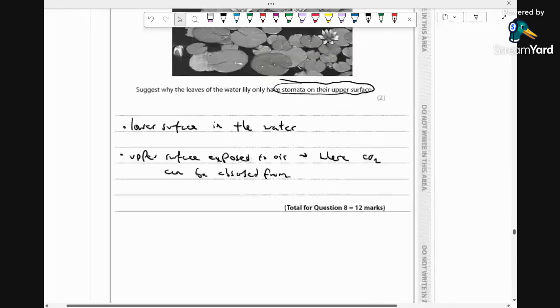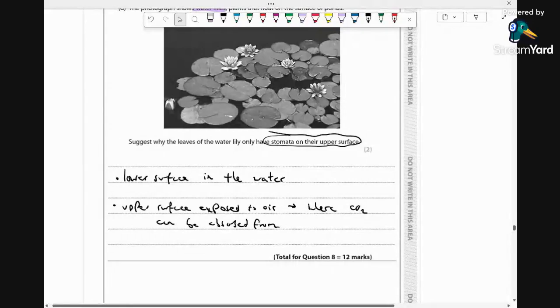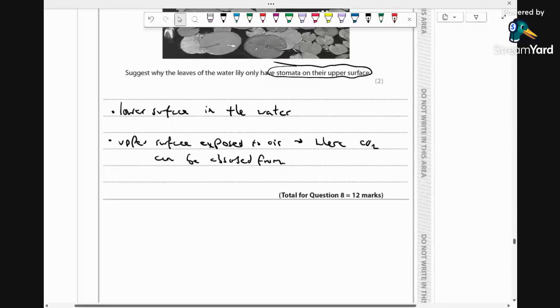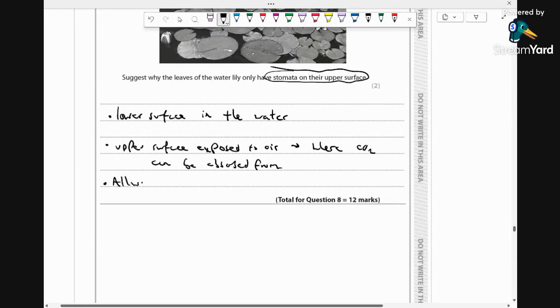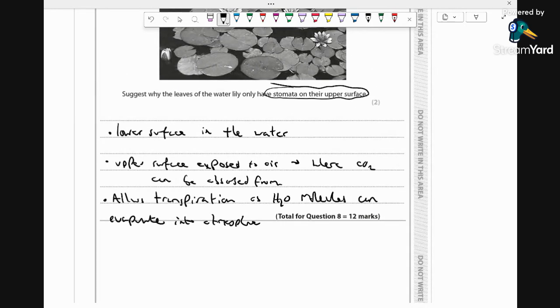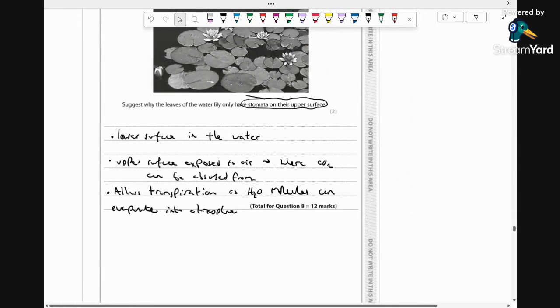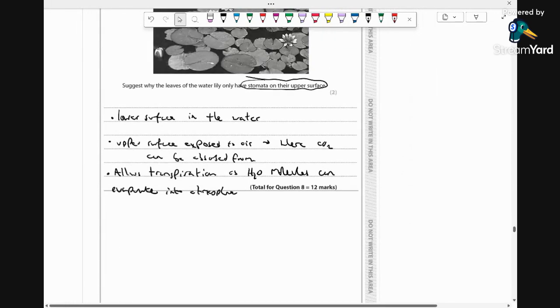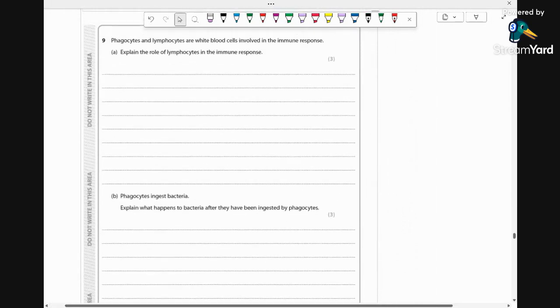Of course, it also allows transpiration as well, as evaporation of water molecules. Again, I'm giving detail. I'm not quite sure where the mark scheme is going to go with this. So it allows transpiration as water molecules can evaporate essentially into the atmosphere. Whereas, of course, they can't do that if they're submerged in water. So only 2 marks, but I don't know where the 2 marks are coming from. So I'm just giving detail there. And I've got the time to do it as well.